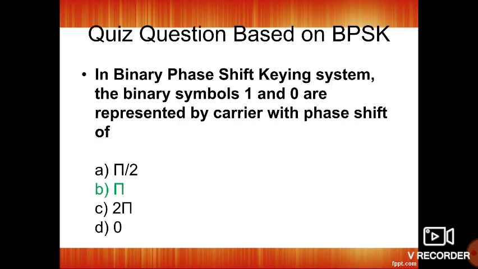We have one quiz question based upon BPSK. In a binary phase shift keying system, the binary symbols 1 and 0 are represented by a carrier with a phase shift of, and we have four options. For 0 and 180 degrees, as we have learned, the phase shift is between 0 and 180 degrees, that is pi. So always in a BPSK signal, the binary zeros and ones are represented with a phase shift of pi.